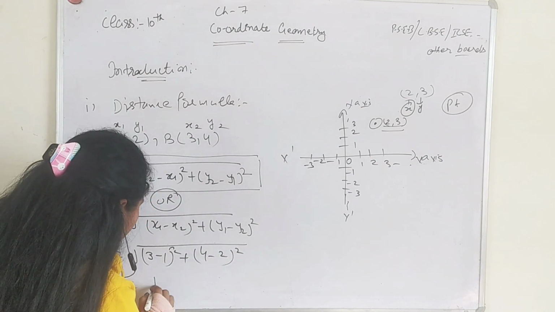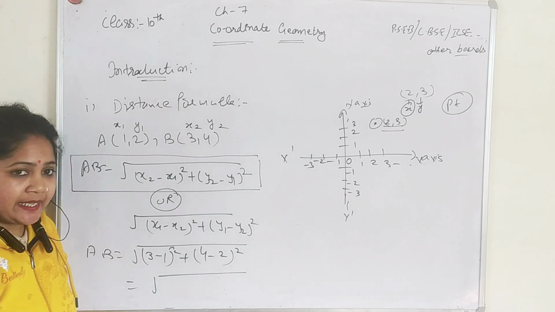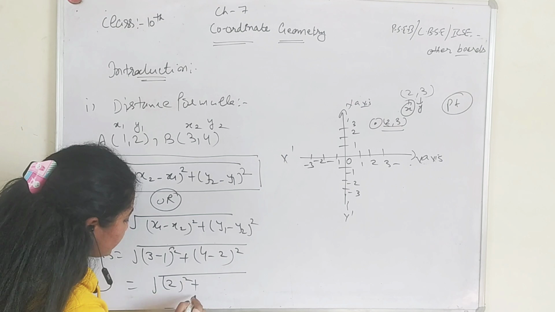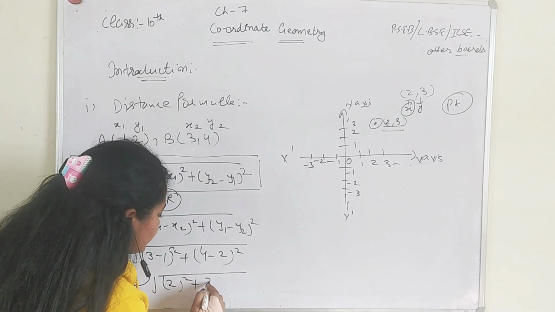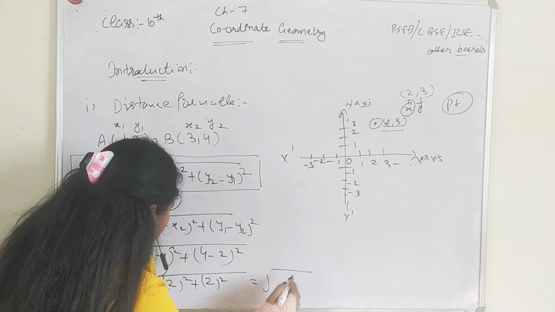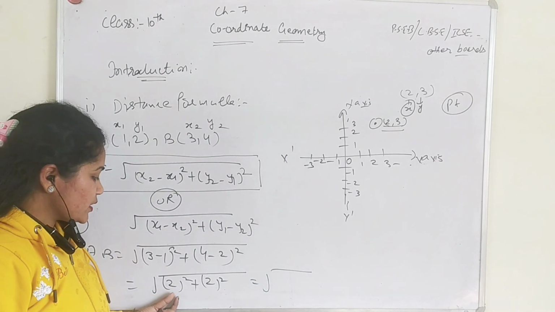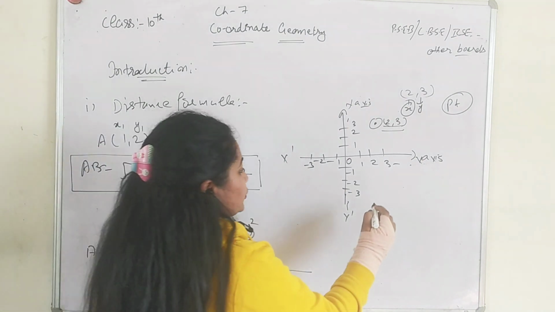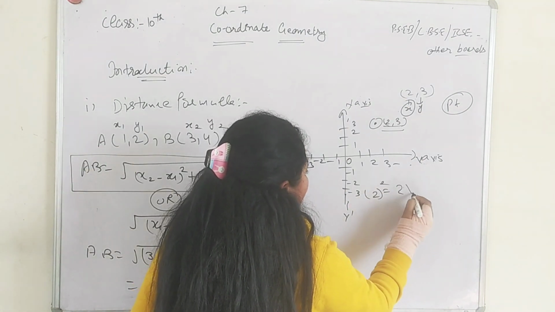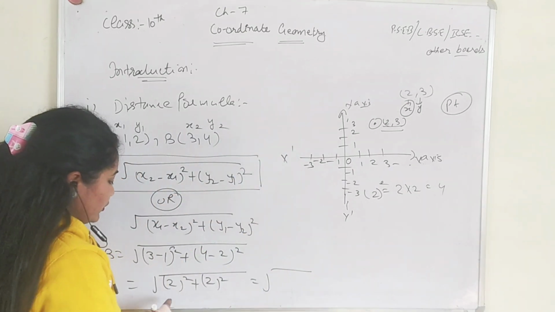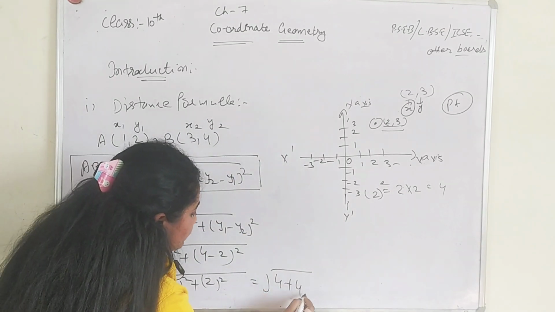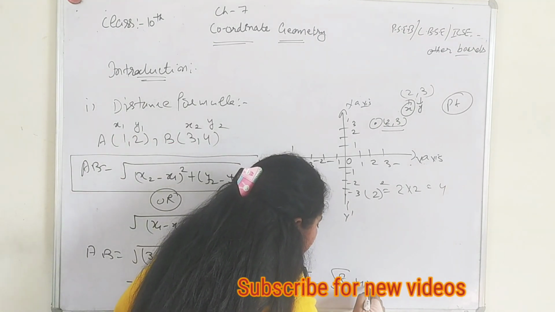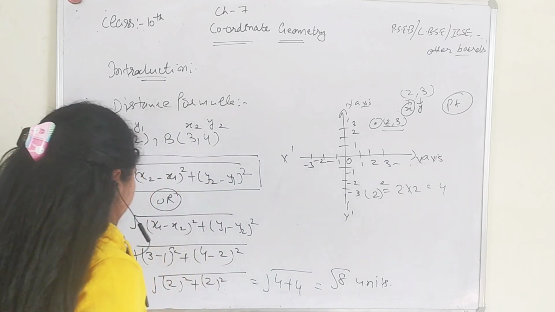Now we will solve this question. Here you can see that 3 minus 1 is equal to 2, square, plus 4 minus 2 is equal to 2, square. 2 square means we multiply the number 2 two times, that means 2 multiplied by 2 is equal to 4. So we write 4 here and 4 here. And 4 plus 4 is equal to 8 units. This is the distance between points A and B.